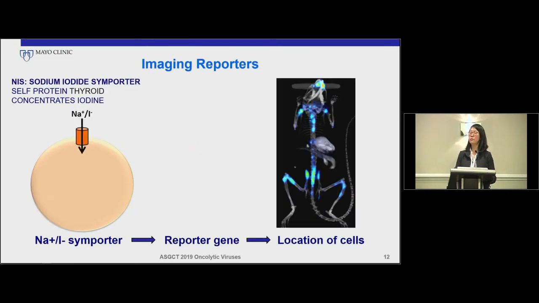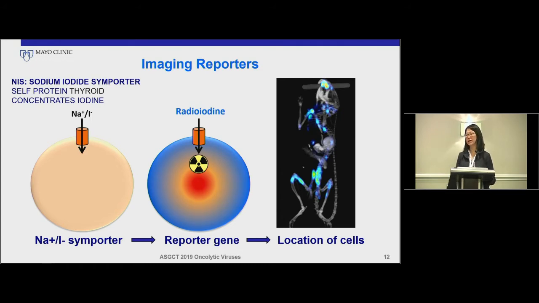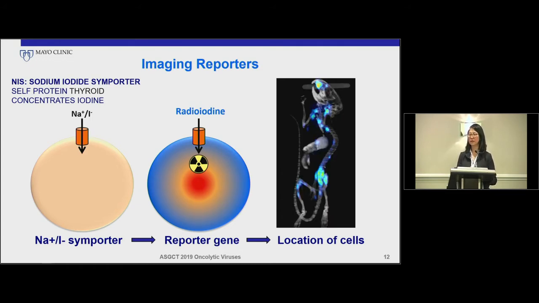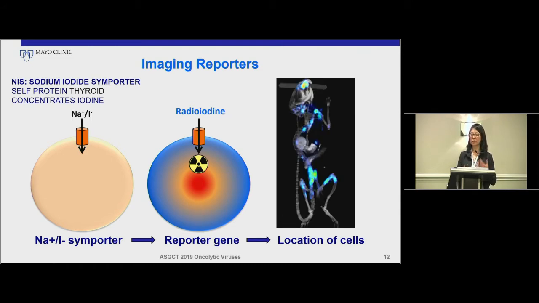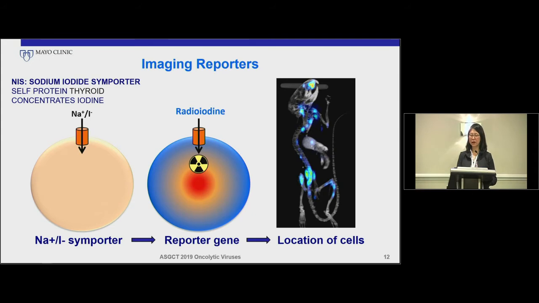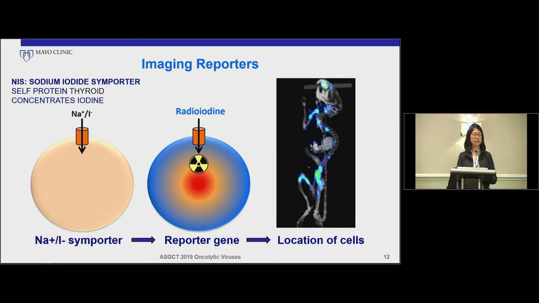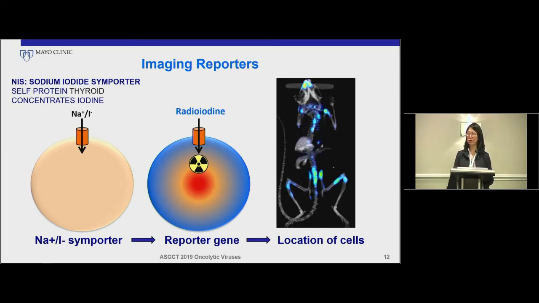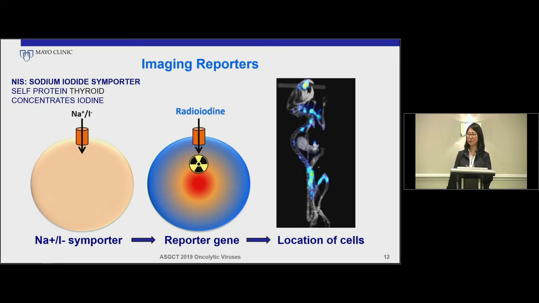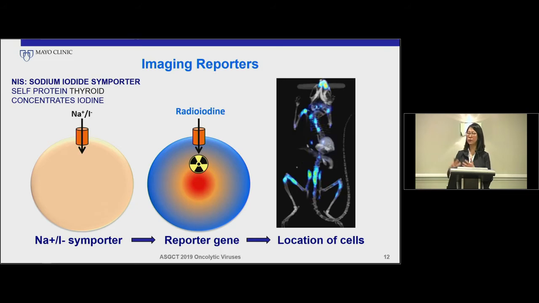So one important reporter gene that we have been working on for a long time, the signature reporter gene in the Mayo Clinic studies, is the sodium iodide symporter. It's a self-protein expressed in the thyroid and other parts of the body, including salivary glands and the stomach. What it does normally in the thyroid is concentrate iodine for the synthesis of thyroid hormones. When you use radioactive iodine or other anions compatible with the symporter, which transports these anions into the cell, you now have a radioactive cell that becomes a beacon.